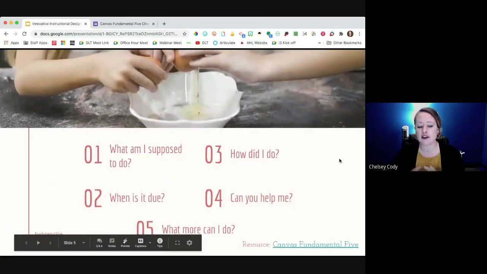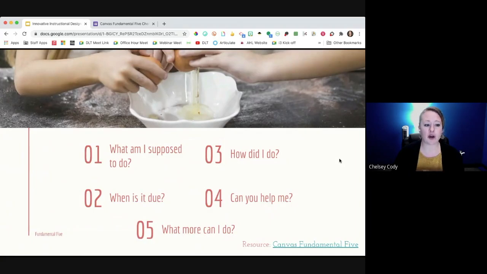So here are those Fundamental 5 questions that Canvas asks in a course. What am I supposed to do? When is it due? How did I do? So when I've done something, how did I do? Can you help me? And what more can I do? Not necessarily in that order, but these are 5 things that students are asking when they're in a course, when they're doing that virtual learning.